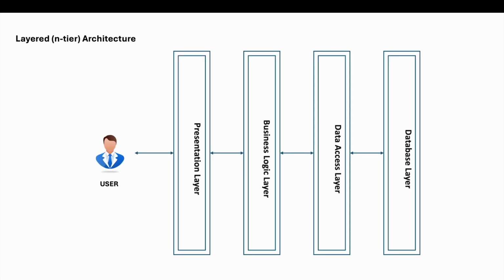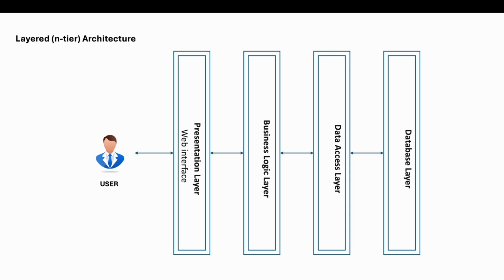Let's look at an example. Now, consider an e-commerce application structured into a layered architecture. So, in this particular example, we have our different layers. Now, for the presentation layer in an e-commerce application, a web interface where users browse products, add items to their cart, and place orders.